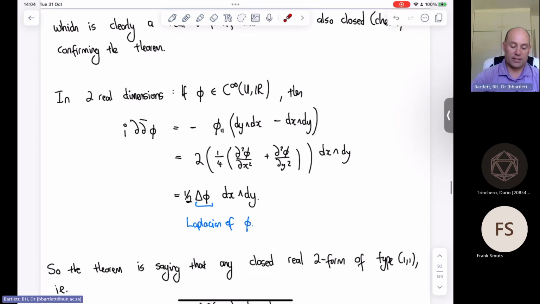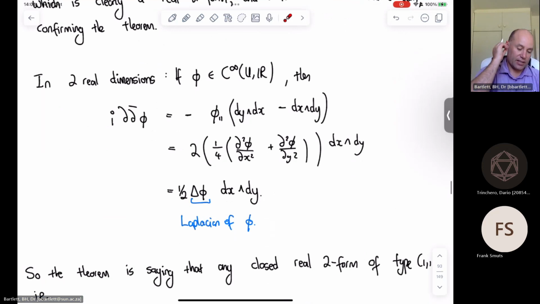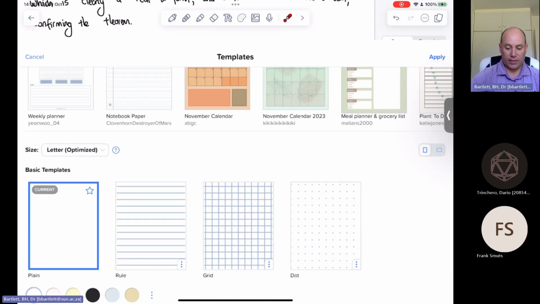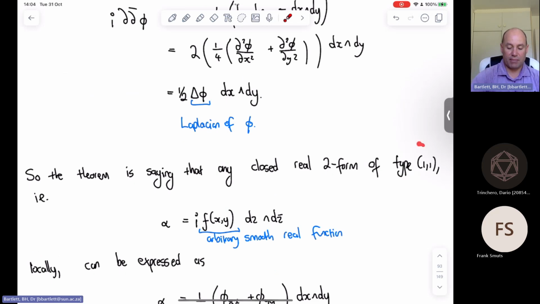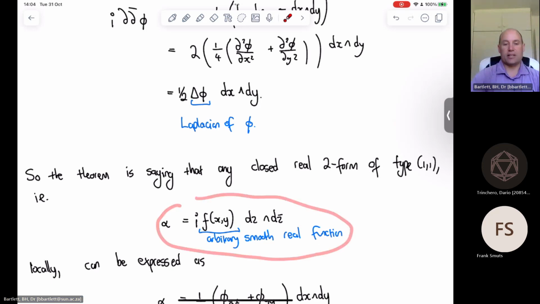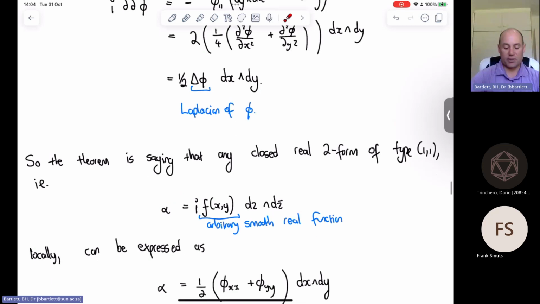And then I said, okay, so in 2 real dimensions, what's going on here? What the theorem is saying is that if you start with a closed real 2 form of type 1-1, obviously you're in 2 dimensions, so it's always going to be closed because there aren't any 3 forms. But what is a type 1-1 form? It's going to be some smooth function times dz wedge dz bar. So it's just an arbitrary smooth function times dz wedge dz bar. That's what I'm starting with.